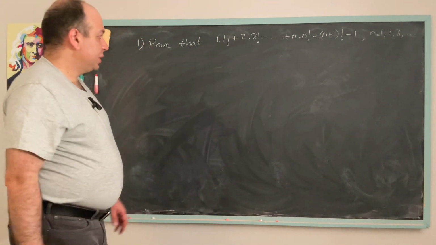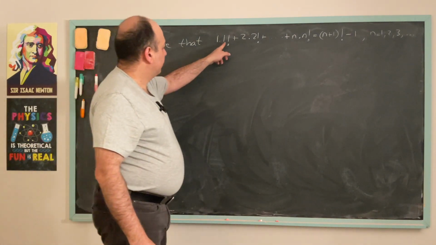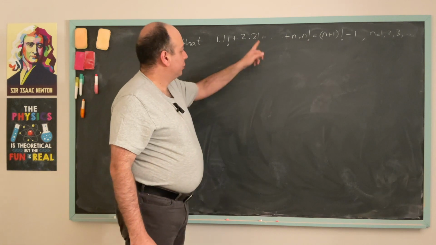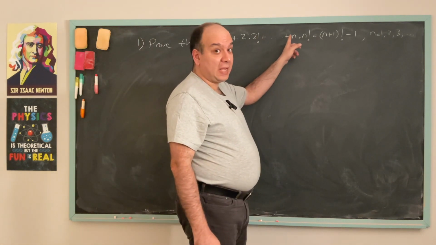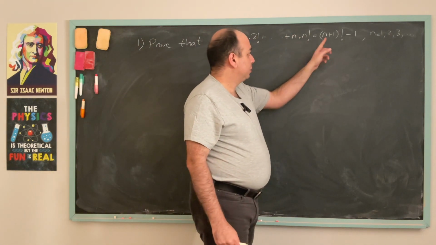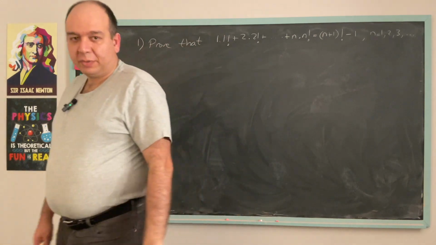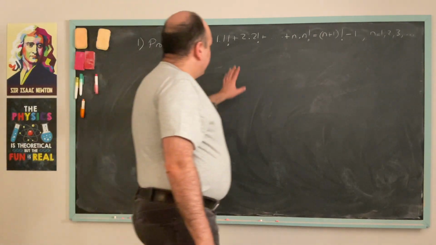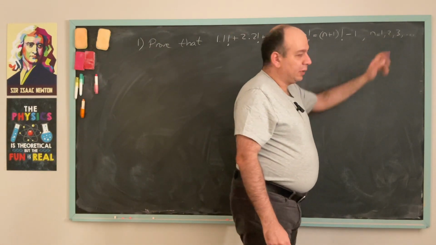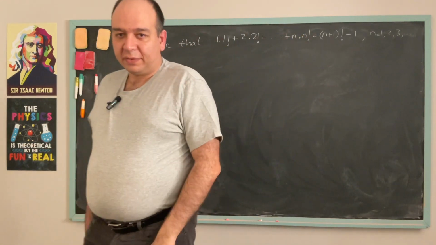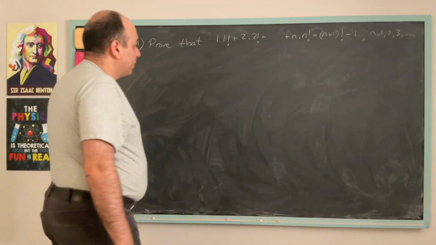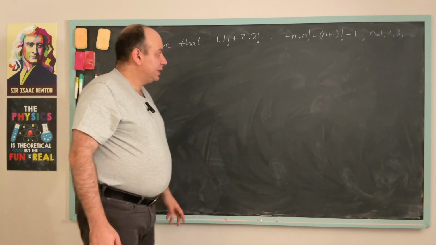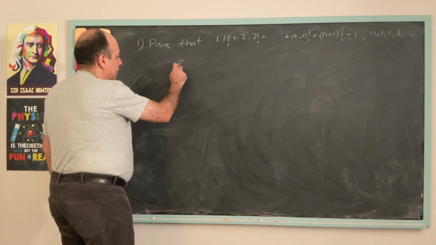Okay, the first question says prove that 1 times 1 factorial plus 2 times 2 factorial plus ... all the way to n times n factorial is equal to n plus 1 factorial minus 1. And the n here can take values like 1, 2, 3, 4, 5, right? Positive integers. So mathematical induction says that we should have a basis, right?